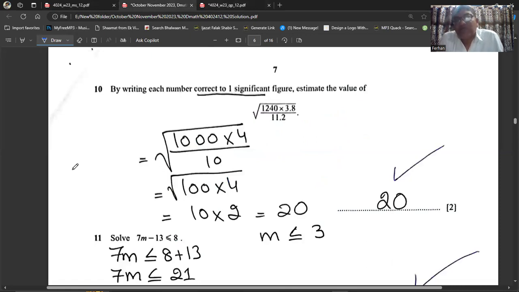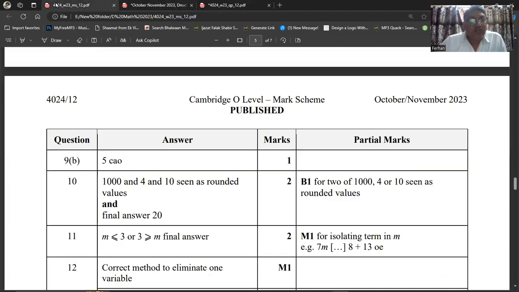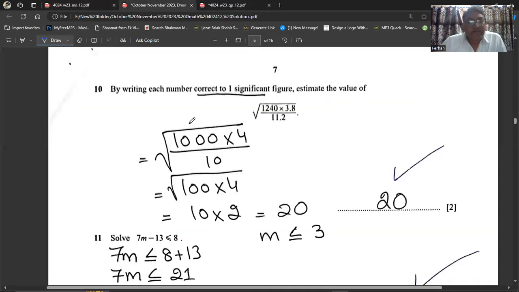I wrote that number in two significant figures, while in the question they have asked us to write them in one significant figure. So 1240 in one significant figure will be 1000. So 1000 multiplied by 4 divided by 1.11, which in one significant figure is 10. And 3.8 in one significant figure is 4. So you will have 100 multiplied by 4, you take the square root, it will be 10 into 2, and that will be 20. So 20 is the answer, sir. Question number 10, 20 is the answer.